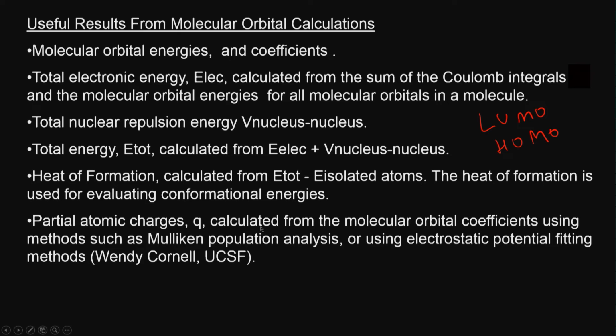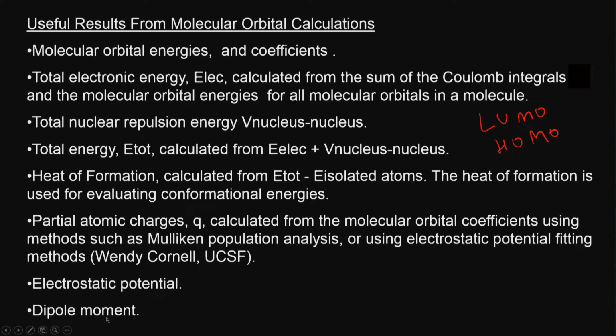Partial atomic charges can be calculated from the molecular orbital coefficients using methods such as Mulliken population analysis and electrostatic potential fitting. We can calculate the partial atomic charges, that is the Mulliken population analysis, and electrostatic potentials. So, from molecular orbital calculations we can do all these calculations.